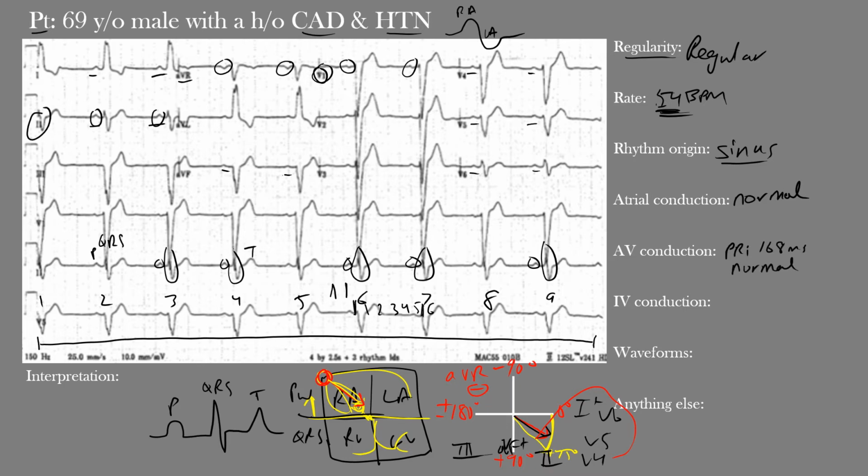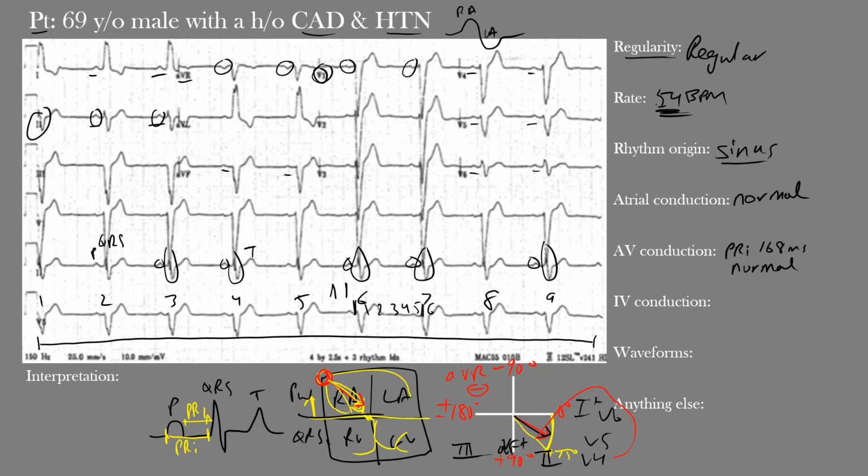All right, so let's just look at our PR interval. Remember, the PR interval is from the beginning of our P wave up until our QRS complex. That is our PR interval. This portion here, not including the P wave, would be our PR segment. Okay, so normal AV nodal conduction, because we have that normal PR duration here.